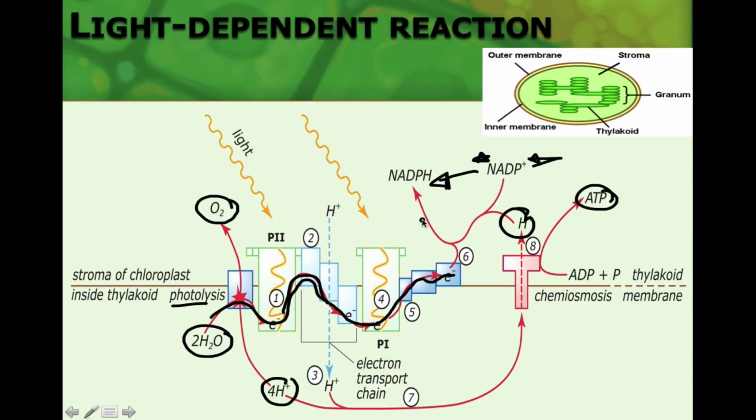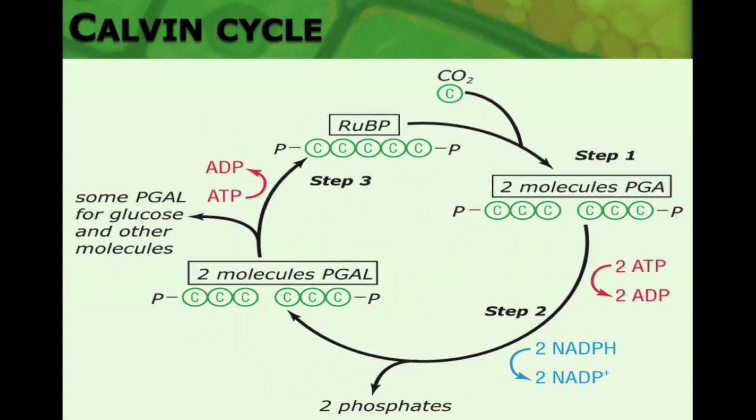So in short, the light-dependent phase uses this light energy to form NADPH and ATP. That will then be used in the Calvin cycle, and it also releases this oxygen gas. So that's, in short, a summary of the light-dependent reaction. Now we're going to take this NADPH and ATP and apply it to the Calvin cycle.